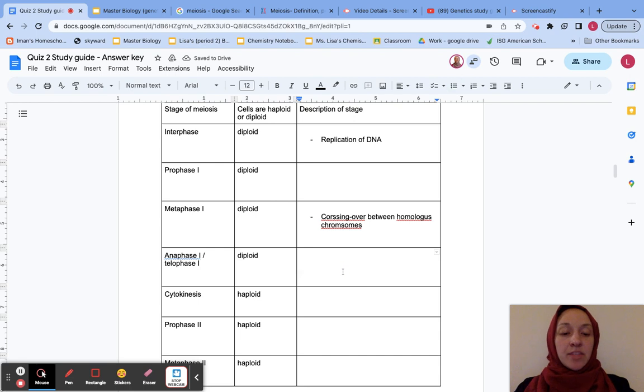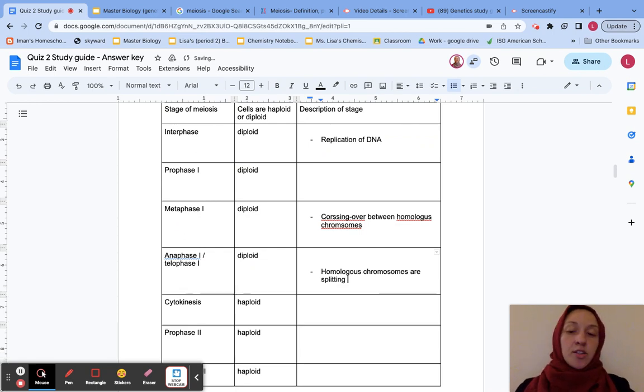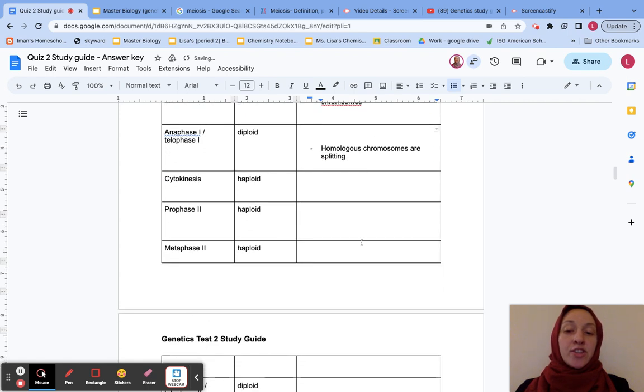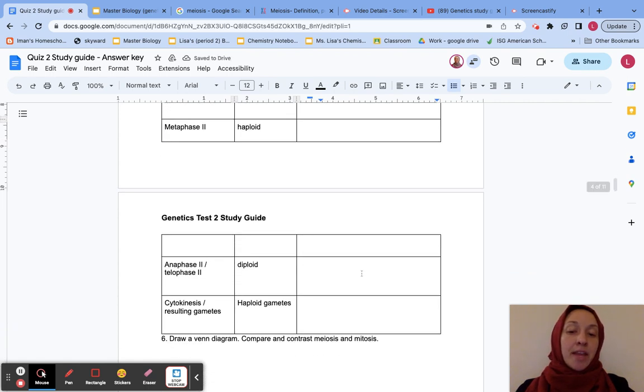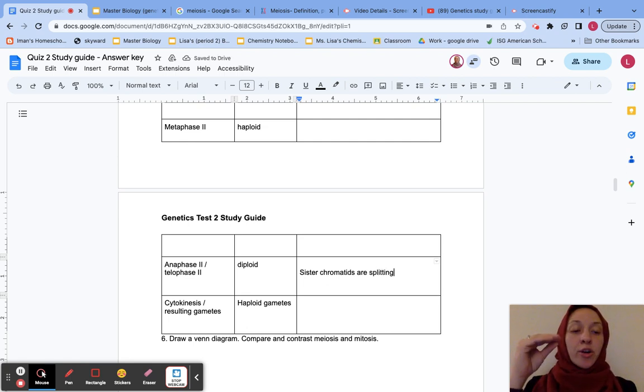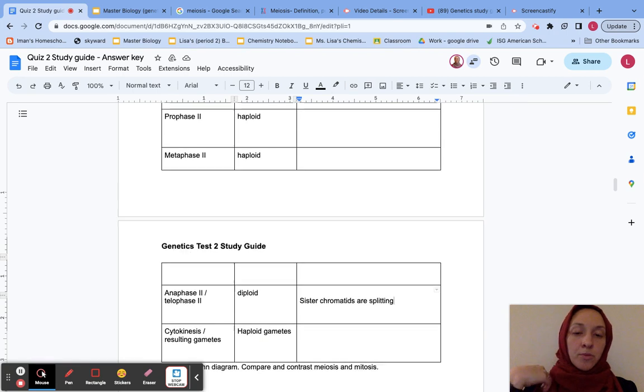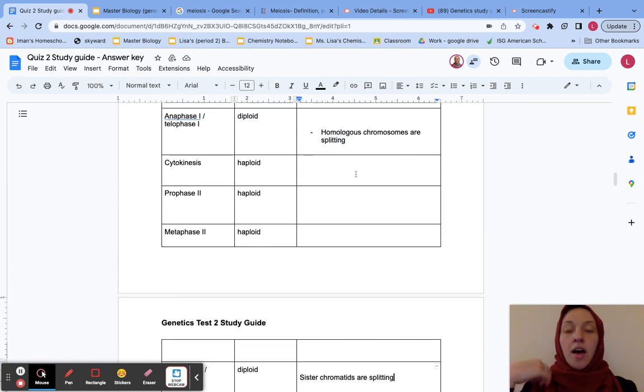Anaphase 1 and telophase 1, this is when our homologous chromosomes are splitting, okay? This is different than anaphase 2 because in anaphase 2, what is splitting? Our sister chromatids are splitting. If that is confusing to you, please go back to the first page and look at your goals for meiosis 1 and meiosis 2. Cytokinesis, this is our first split into 2 daughter cells.